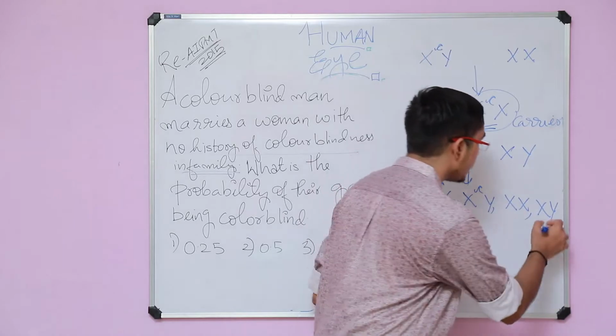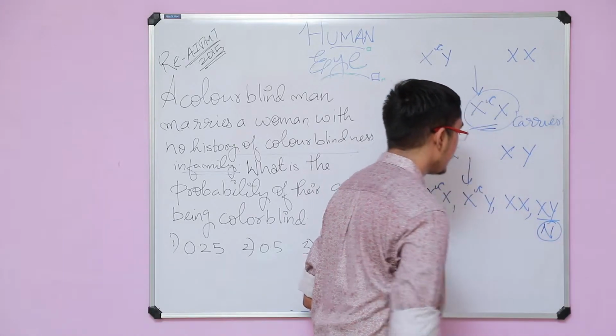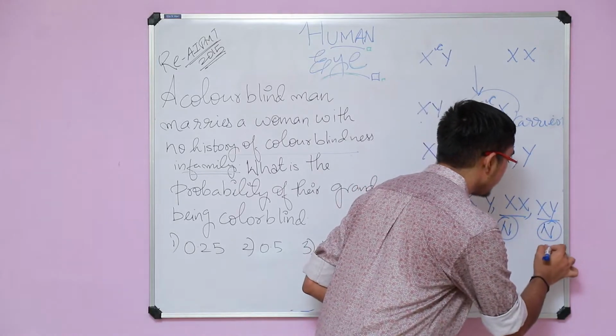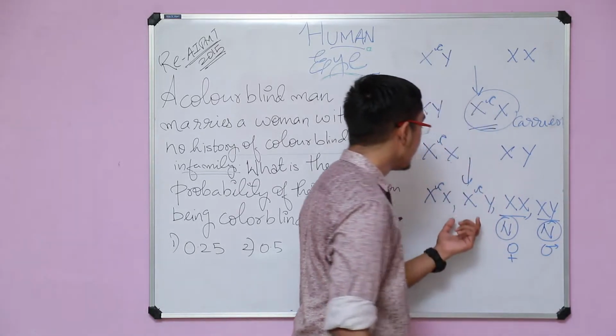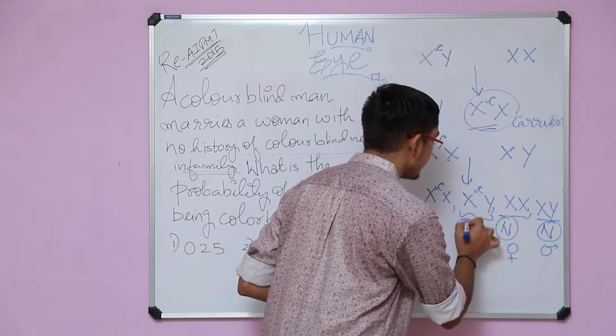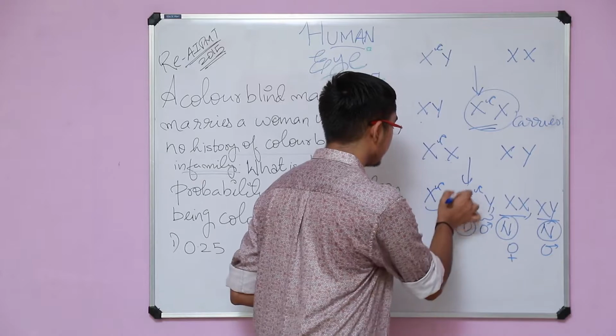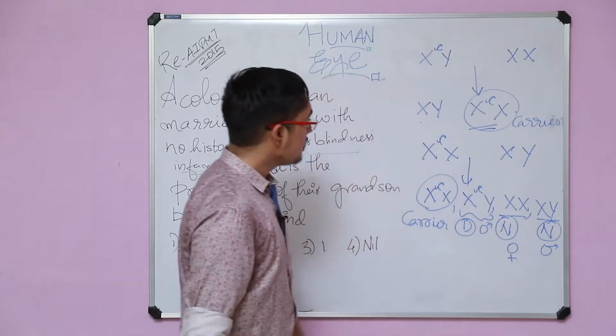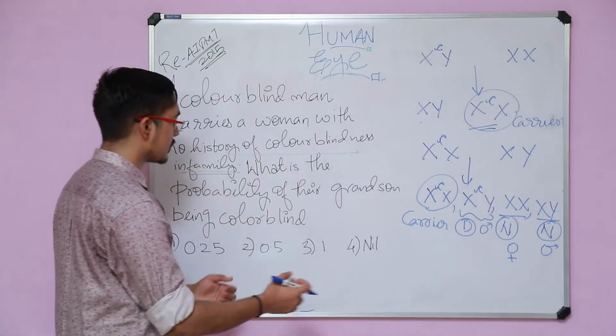So this is a normal male, this is a normal male, this is a normal female, right? This is a normal male and this is a normal female. Now this is an affected male, a diseased male, and this is a carrier female, right? So we have got everything that we require to solve this question.